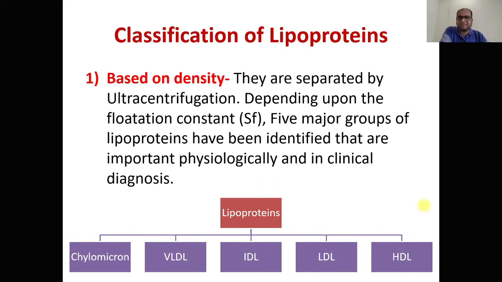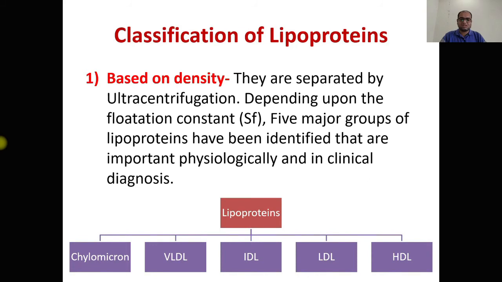Now, how do we classify them? Based on their density, which is done through ultracentrifugation, and depending on their flotation constant, we can classify them into a total of 5 components: chylomicrons, VLDL, IDL, LDL, and HDL. That is, very low density lipoprotein, intermediate density lipoprotein, low density lipoprotein, and high density lipoprotein.